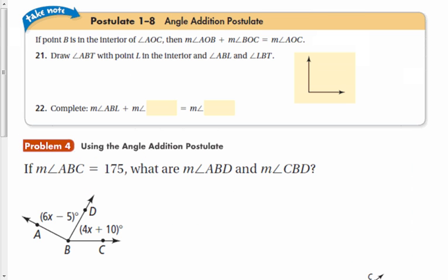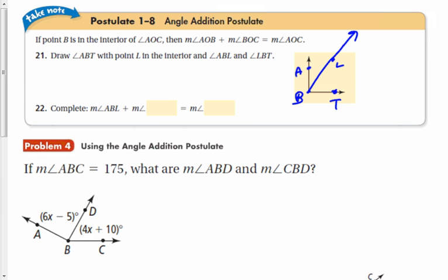Okay, one other postulate here, angle addition postulate. If point B is in the interior of angle AOC, then the measure of angle AOB plus the measure of angle BOC is equal to the measure of angle AOC. What we're saying is this: if we call this angle ABT, and we put a point somewhere in the interior of that angle, say right here, and it could be anywhere, and we put L right there, create that ray, so we have two angles.